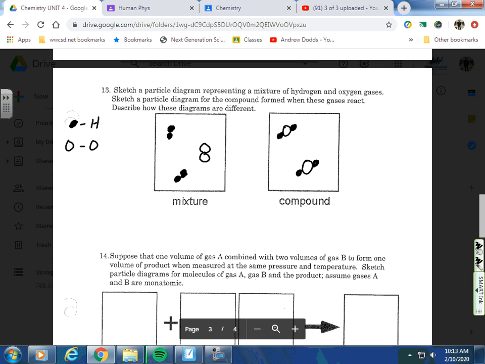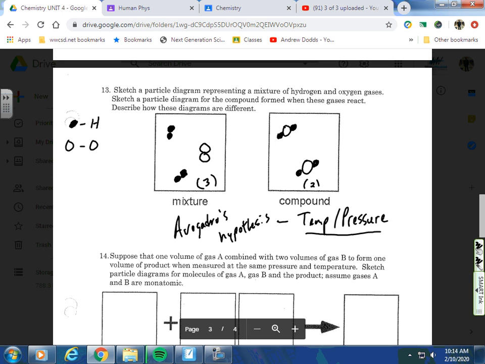And I'm all set. Now you might be looking at this saying, if these are gases though, this wouldn't follow Avogadro's hypothesis. Which means if we have equal volumes of gases at the same temperature and pressure, which is important, we should have the same number of particles. This first picture has 3 particles. This has 2. This is going to lead us into the next part, though. All right.